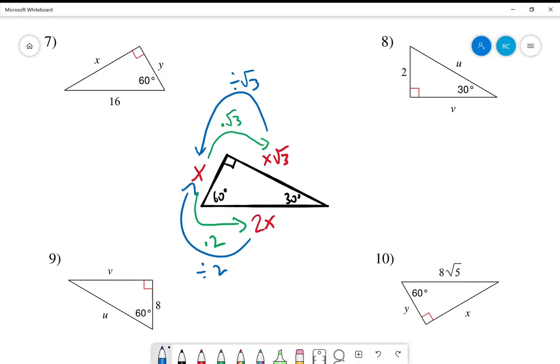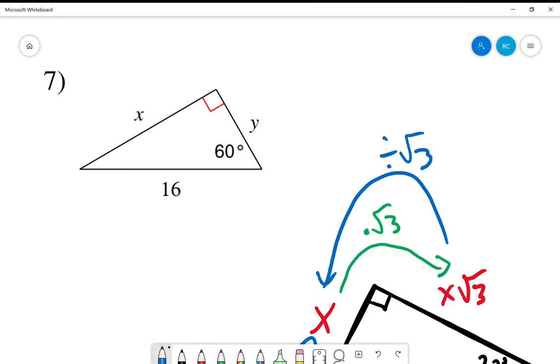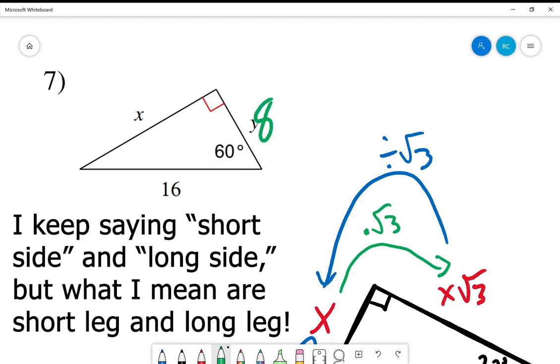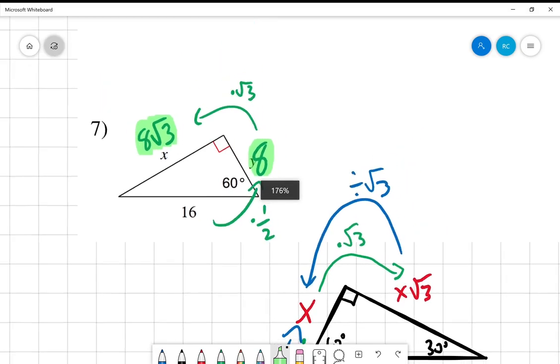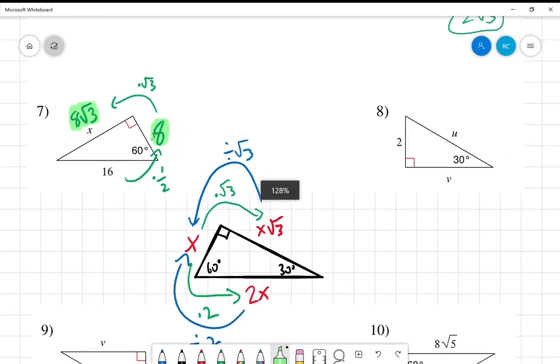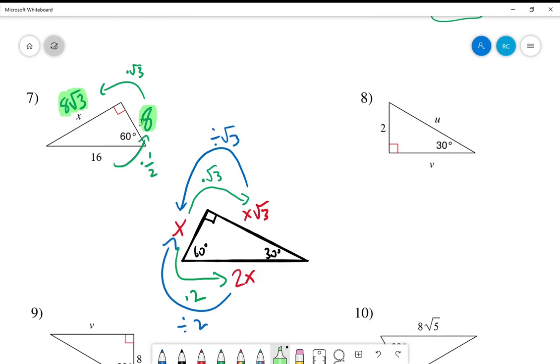So let's try one of these. Over here on number 7, we see that we have the hypotenuse. Well, we know that the short side is half the hypotenuse, so y is 8. And we know that the long side is the short side times the square root of 3, so this is 8 times the square root of 3. We're done. This is why we sort of encourage students to memorize or at least take notes on these special triangles, because once you get the proportions down, and once you get the hang of moving back and forth between these sides, it gets really quick.